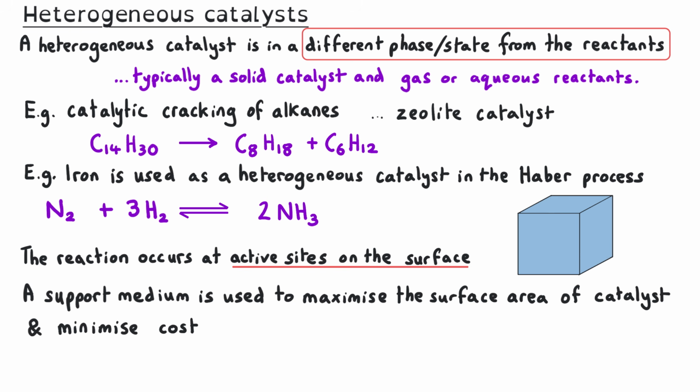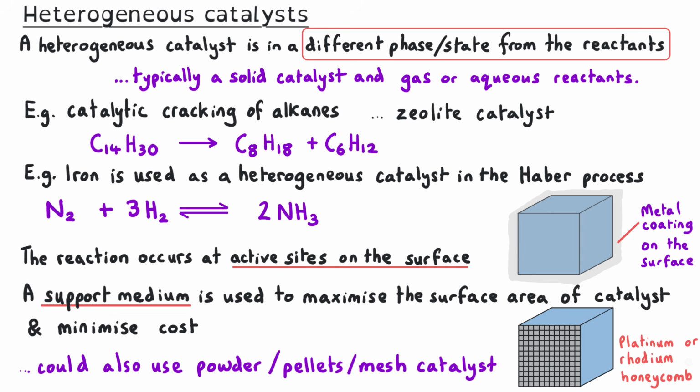A support medium is used to maximise the surface area of the catalyst and minimise cost. This makes sense since the reaction is only occurring at the surface of the metal, and so anything below the surface is not used and so shouldn't be expensive. We could also use powder or pellets or a mesh catalyst. For example, in catalytic converters, rhodium metal is coated onto a ceramic meshwork or honeycomb.